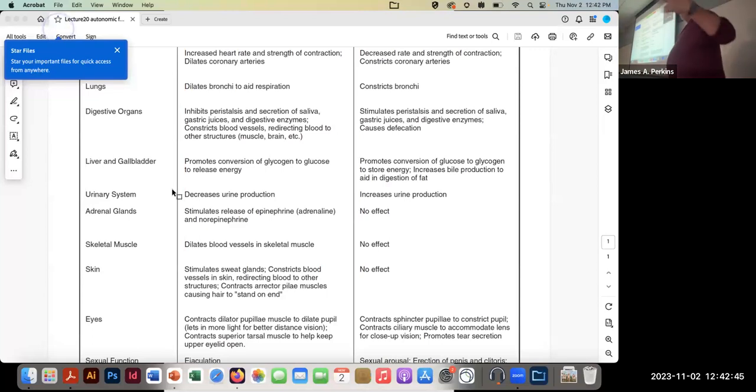And by the way, I forgot to mention this on the previous slide, but our autonomic systems are still very active in our bodies. We still have a fight or flight response.